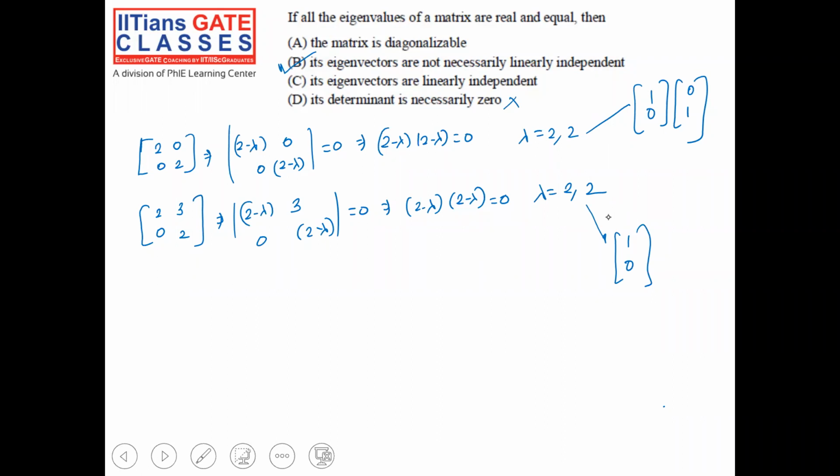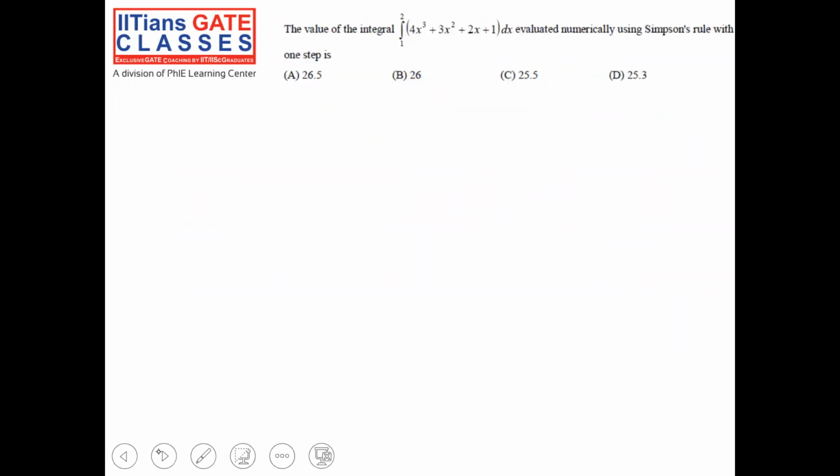Coming towards the next question, this question is from the numerical methods topic, with Simpson's rule. They're asking us to find the value of the integration using Simpson's 1/3 rule, with one step. So the integration is from 1 to 2, and we have to insert one step here.